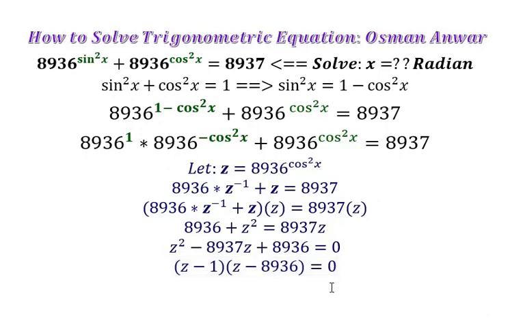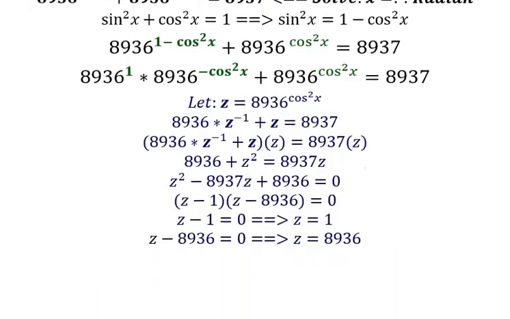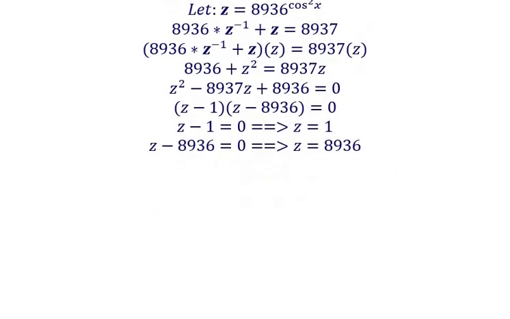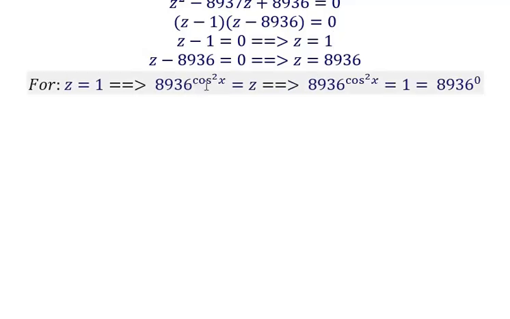Then this can be factored as z minus 1 times z minus 8936 equal to 0. That means z minus 1 equal to 0, that makes z equals 1, or z minus 8936 equal to 0, that means z equals 8936.